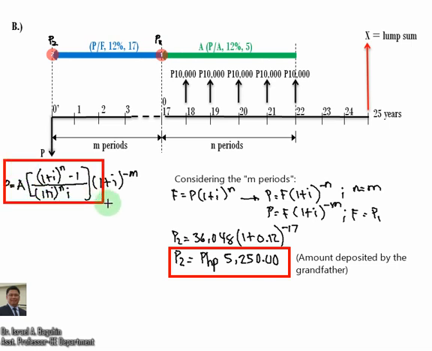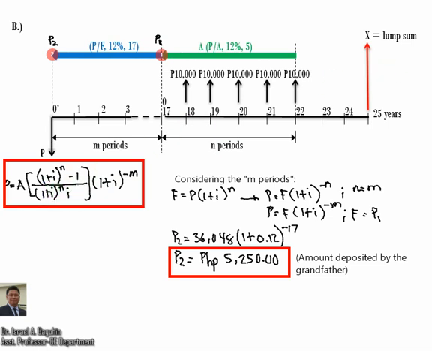Okay, so this is the first formula that we have. We try to use this formula here, and we still arrive at the same value of our P, which is equal to P2, equal to 5,250. Since we have this deferred annuity here with no installment during these m periods, and with an annual installment or annuity during the n period, this is very applicable here, using this formula of P.